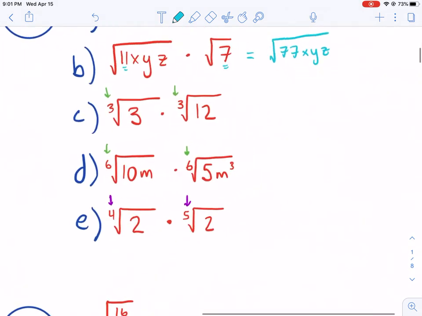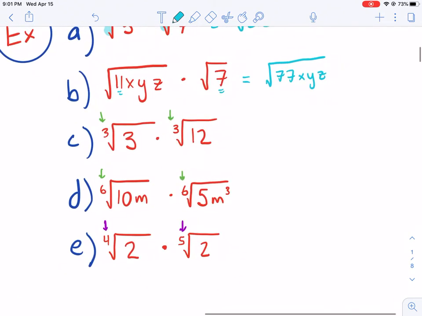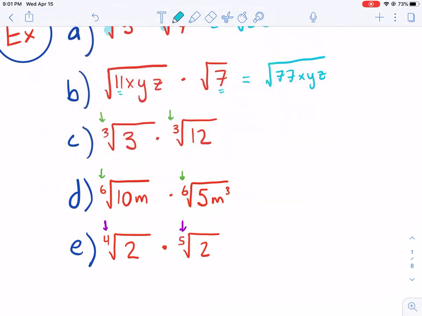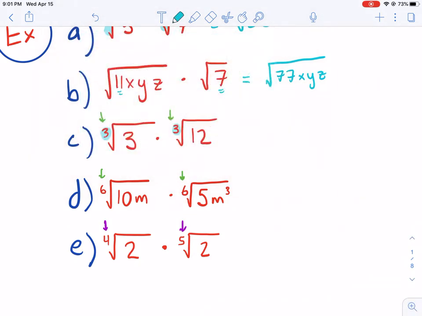So now we have a different case. This isn't a square root. We have the cube root of 3 times the cube root of 12. Again, the indexes are the same. We have the 3 and the 3, and they match. So we can go ahead and combine these all underneath the same radical. So let's set this equal to the cube root of 36.